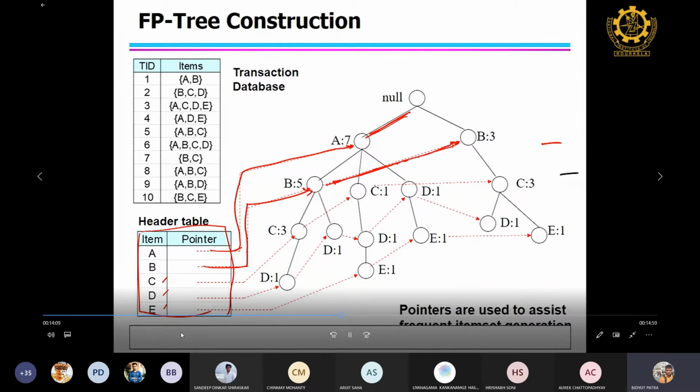So there should be a link. Similarly, C will be linked to the first node and then each C will be linked here. This one. So if you add it, 3 plus 4, 4 plus 3, so 7. So cardinality you will get easily. Similarly, D will be connected here and then here.